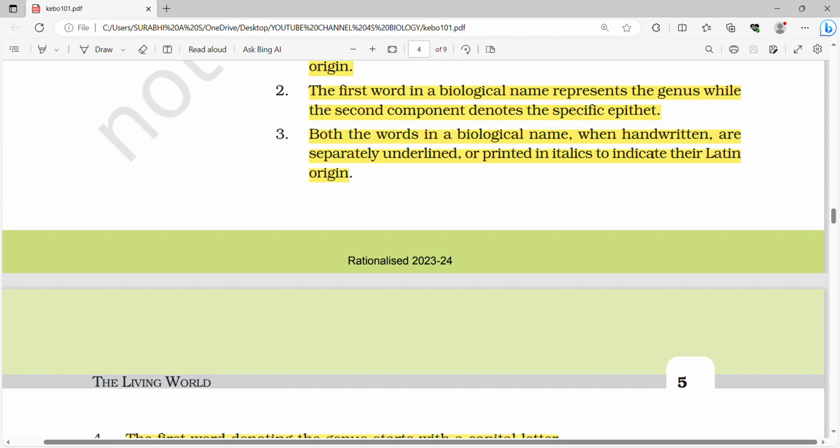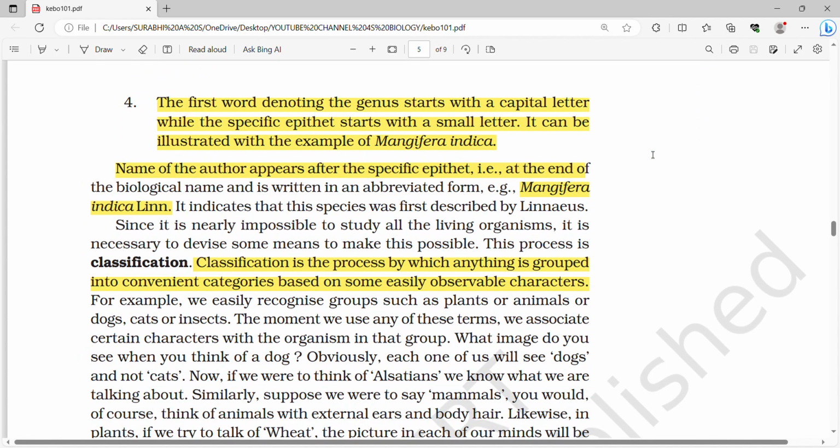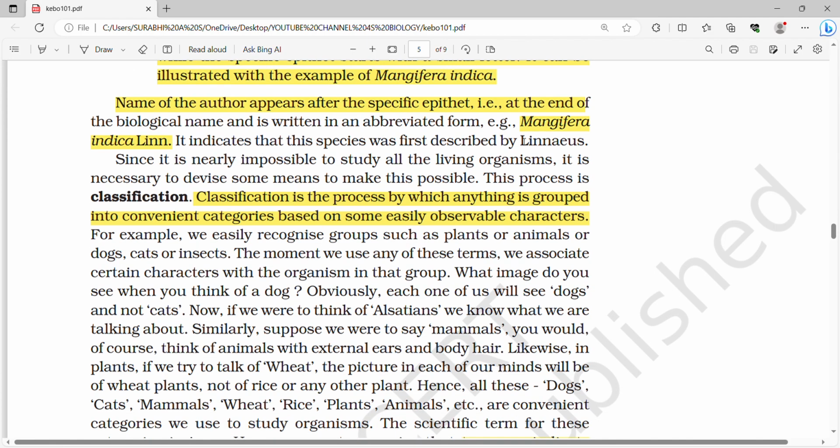when you write by hand, are separately underlined, or when printed are in italics to indicate their Latin origin. The fourth one is, the first word denoting the genus starts with a capital letter. So M starts with a capital and i starts with a small letter. And if there is a name of the author, it should appear after the species name. This indicates that Mangifera indica was first described by Linnaeus.